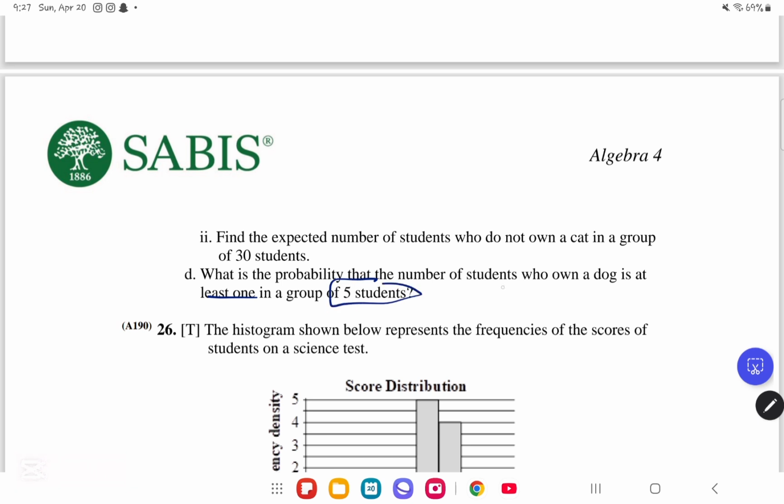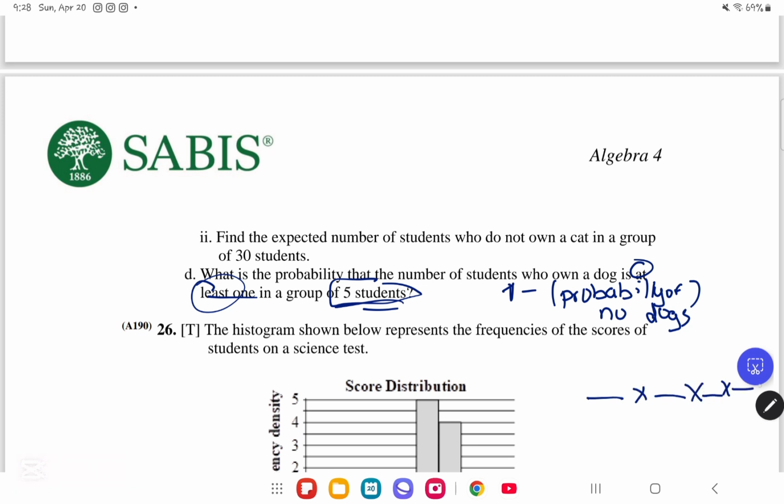To find that, you're going to do 1 minus the probability of no dog, because they said at least. Whenever they say at least, it's 1 minus the probability of the total opposite. So in this case, 1 minus the probability of no dogs being owned by the students. Because it is a group of 5 students, it's going to be 1 times 2 times 3 times 4 times 5. So it's going to be 1 minus this.